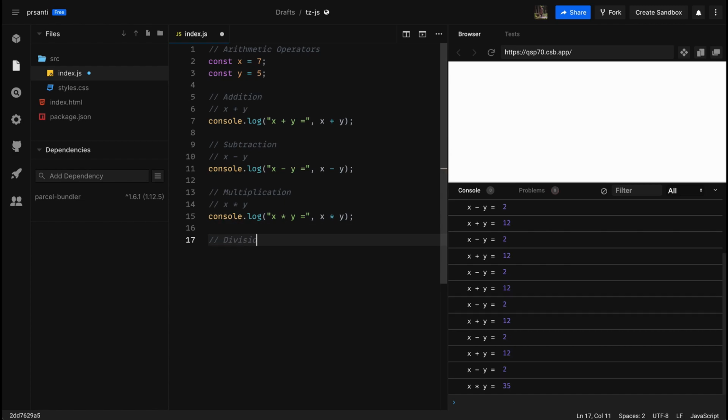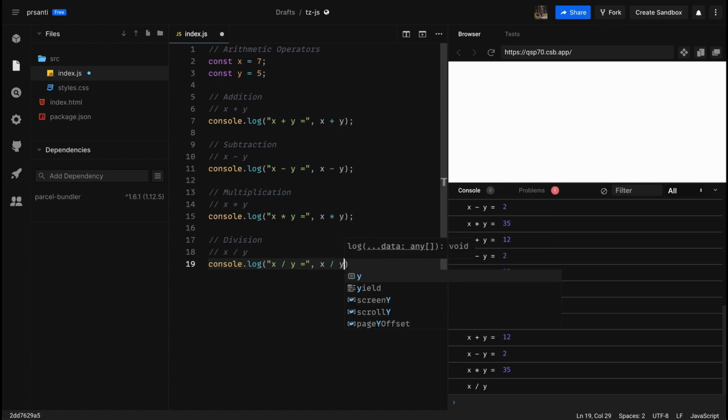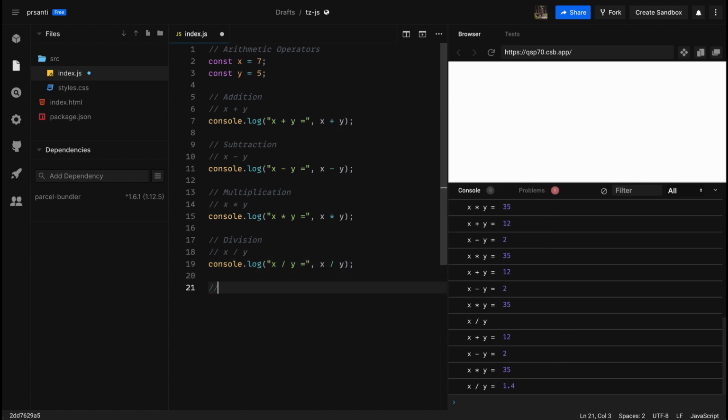Next, we have division. To divide two numbers, we use the / symbol. And finally, we have modulo, or remainder. We can divide two numbers together and get the remainder by using the % symbol as a remainder operation.